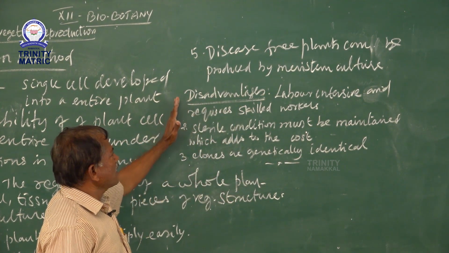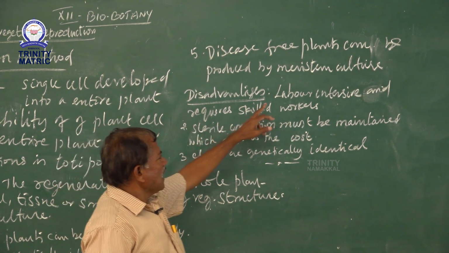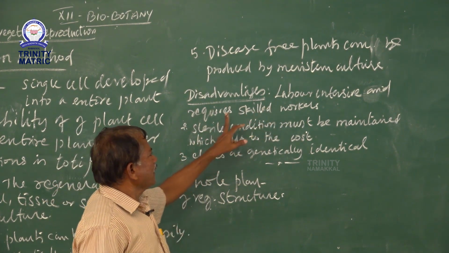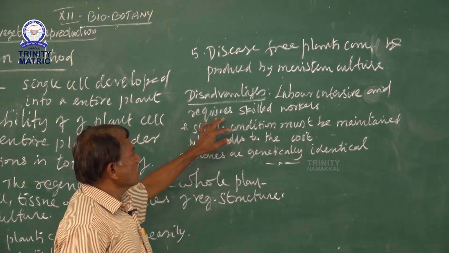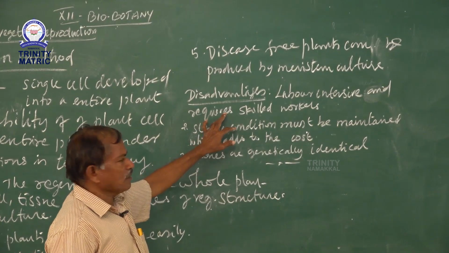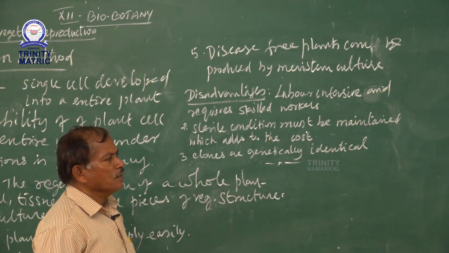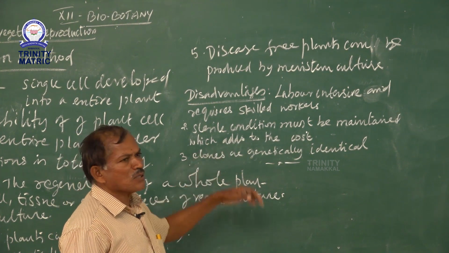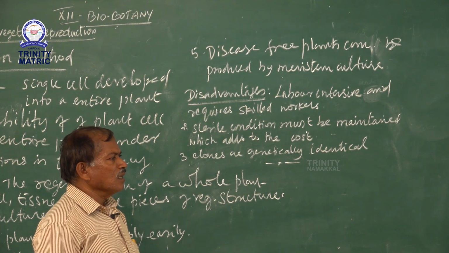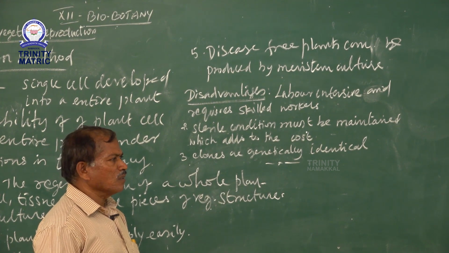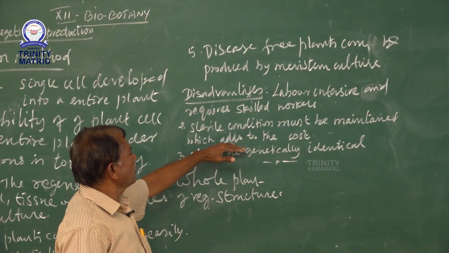So what are the disadvantages of this modern method? It is labor intensive and requires skilled laborers, so it is a very expensive method. A sterile condition must be maintained for a longer time, which adds to the cost. It also produces seedlings in large numbers, but a large amount is also wasted.